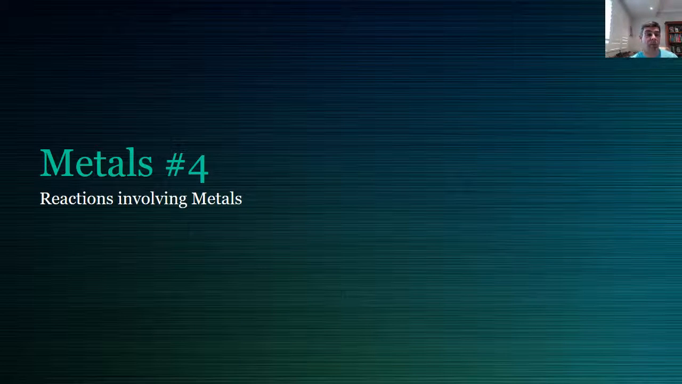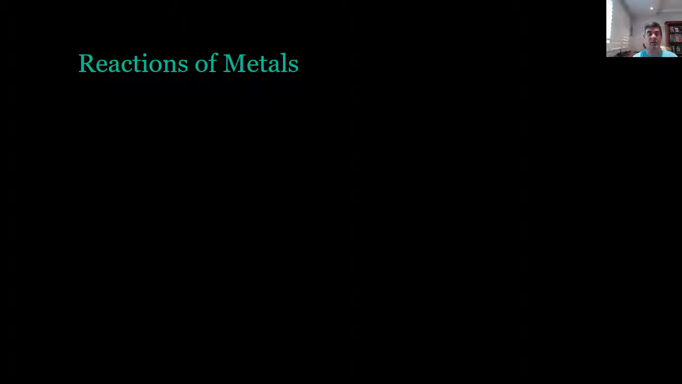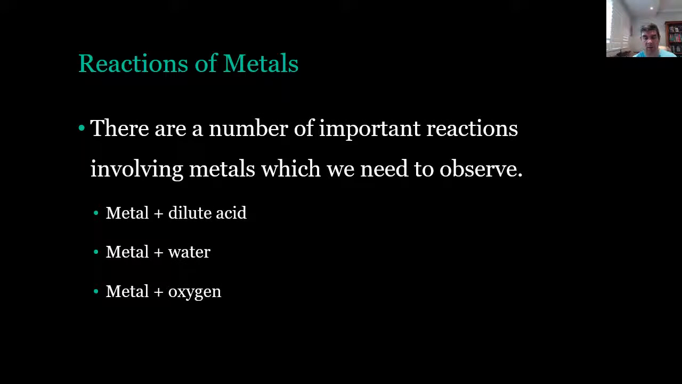This is number 4, reactions involving metals. In this video we're going to look at some of the different types of reactions between metals and other substances. We're going to look at them in two ways. We're going to look at a general equation which describes any metal reacting with one of these other substances, and then we're going to look at specific examples.